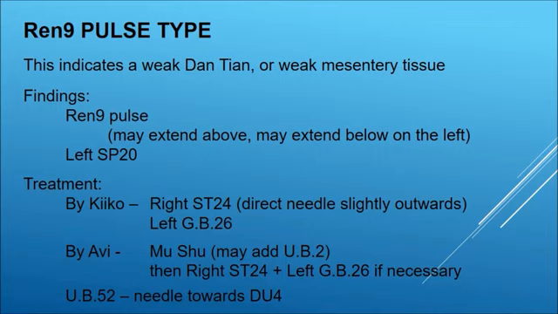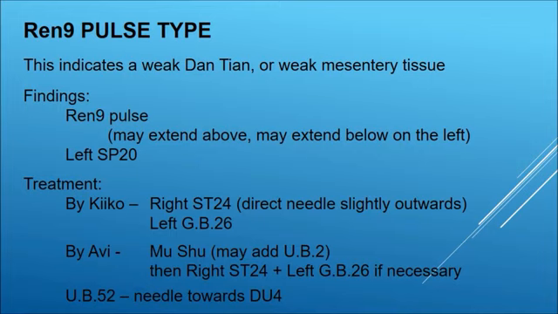Another very common type nowadays is the patient who has a pulse on REN9. When you press on the abdomen, you should not be feeling the pulse. The aorta is just in front of the spine, so it should not be felt in the front. If you're feeling the pulse, it means the mesentery tissue is not toned, allowing you to feel the pulse. This is considered to be a weak dantian.